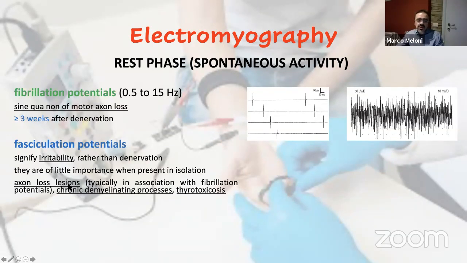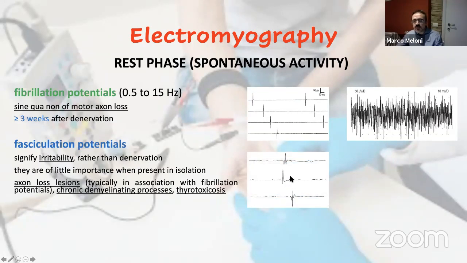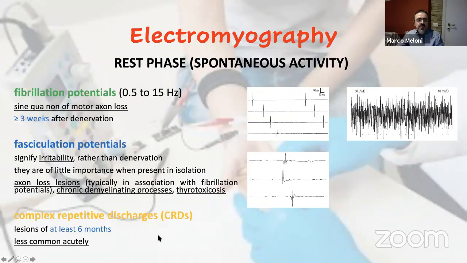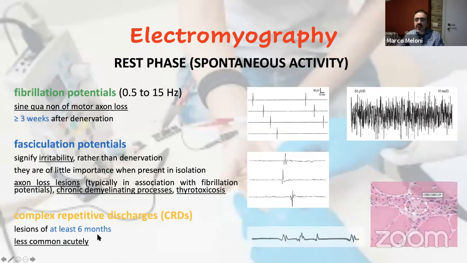Usually they could be found in axon loss lesions, but also in chronic demyelinating processes or thyrotoxicosis. And this is how they appear. They usually have this feature in a triphasic way. Or we can have complex repetitive discharges that happen after 6 months after the lesion. In fact, they are very uncommon acutely, and this is how they appear. They are usually caused by a connection of potentials between muscle fibers. Muscle fibers are able to transmit their potential to other fibers around, creating a CRD, a complex repetitive discharge circuit, and thus the result.